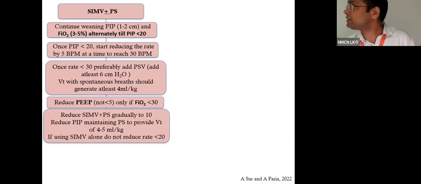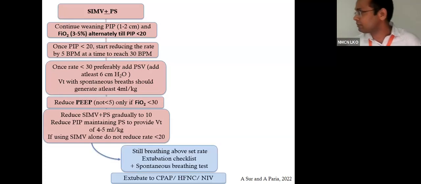And if the child is on SIMV mode and pressure support ventilation is not yet added, then we can add the PSV also. It should be roughly around 30 to 50% of the PIP minus PEEP. And we should ensure that the tidal volume generated from the spontaneous breath is at least 4 ml per kg. Then subsequently, we should reduce the PEEP if it is high, more than 5, but it should never be less than 5. Then we can further reduce the rates. And once the rates have been weaned, we need to check that the child is spontaneously breathing. Then we should have an extubation checklist, and we can give the spontaneous breathing trial.